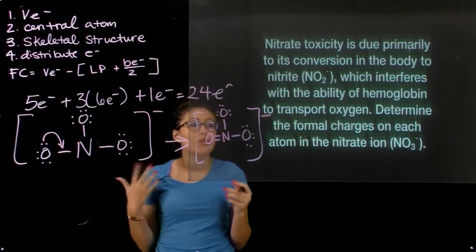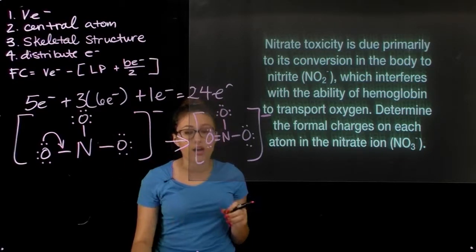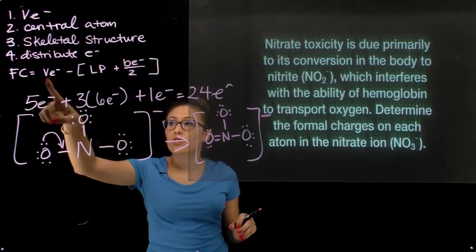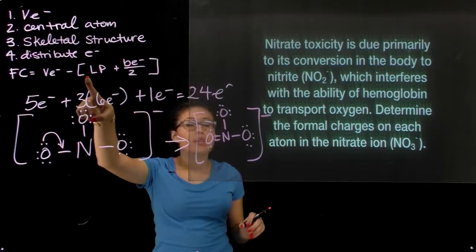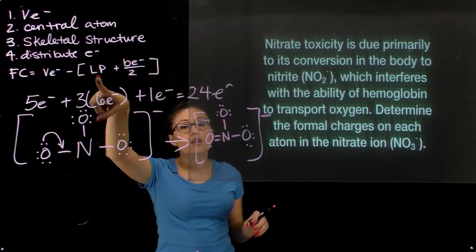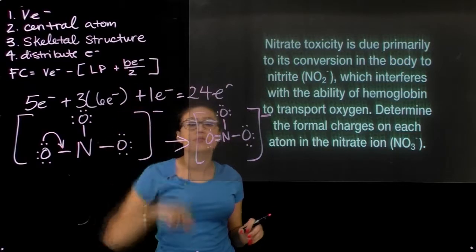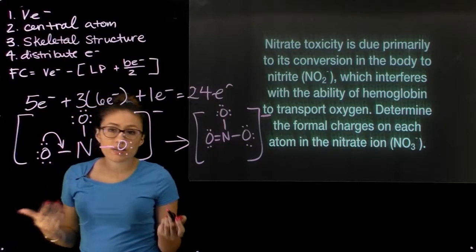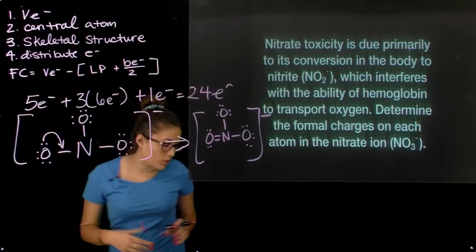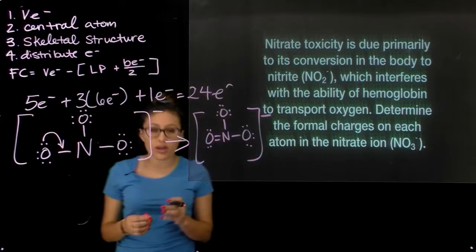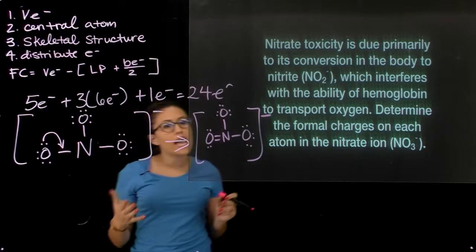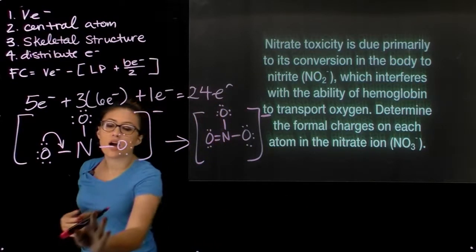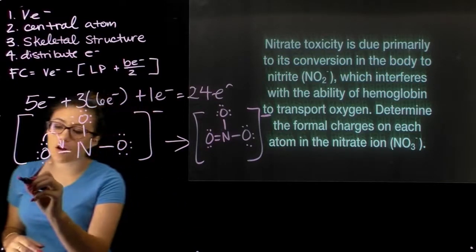It's asking us to determine the formal charges on each atom in the nitrate ion. Well, when we do formal charges, remember we have the following equation. We have valence electrons minus the number, in brackets, the number of lone pairs plus bonding electrons divided by 2. So let's go ahead and do this for each atom. And what I like to do when I do this, if we have multiple atoms that are the same, I'll put maybe an asterisk or some type of small symbol in order to identify it as I go throughout.